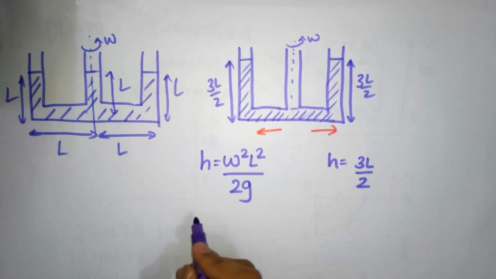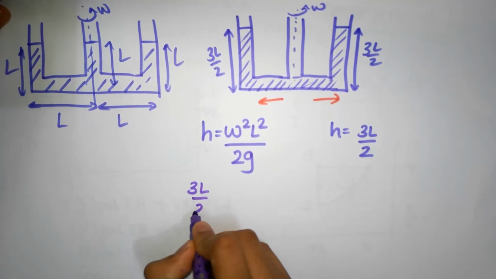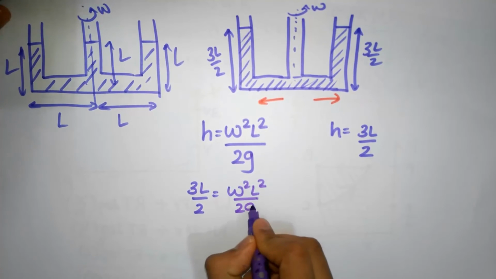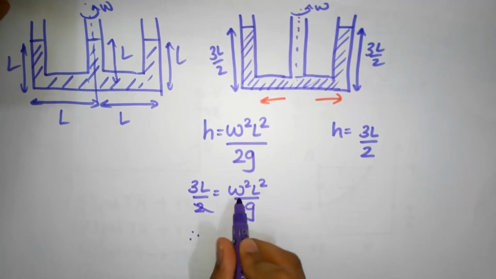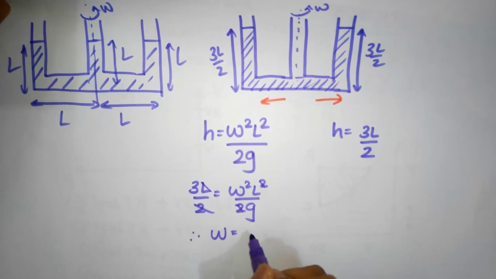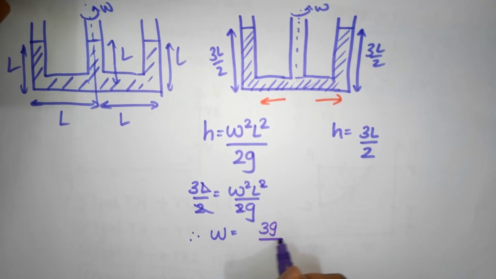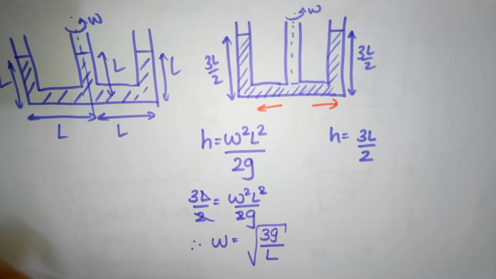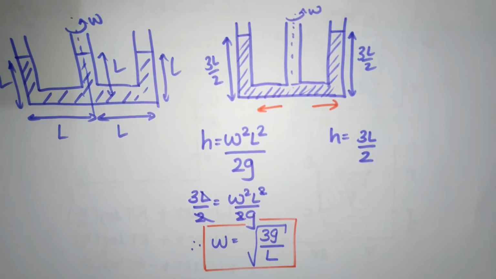Let's substitute that over here. 3L divided by 2 equals omega square L squared divided by 2g. 2 cancels, and therefore we now have the required value for omega. Omega is going to be, L cancels, you will have the square root of 3g divided by L. Bingo, there we have it. That's the answer. That's the required speed for omega.